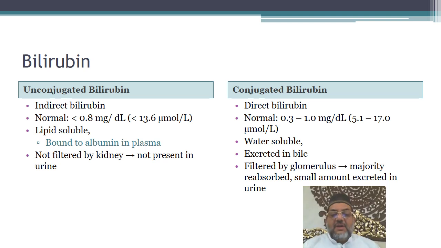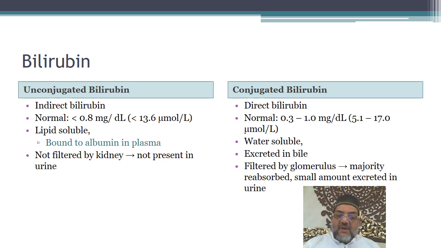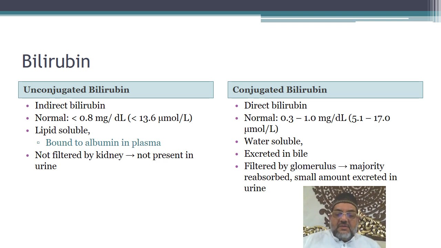The conjugated bilirubin is the one which we call direct bilirubin. Its normal value is up to 1 milligram. It's water soluble, so it's excreted in the bowel and in urine, and most of it is being absorbed in the glomeruli, but some of it is being excreted in the urine.